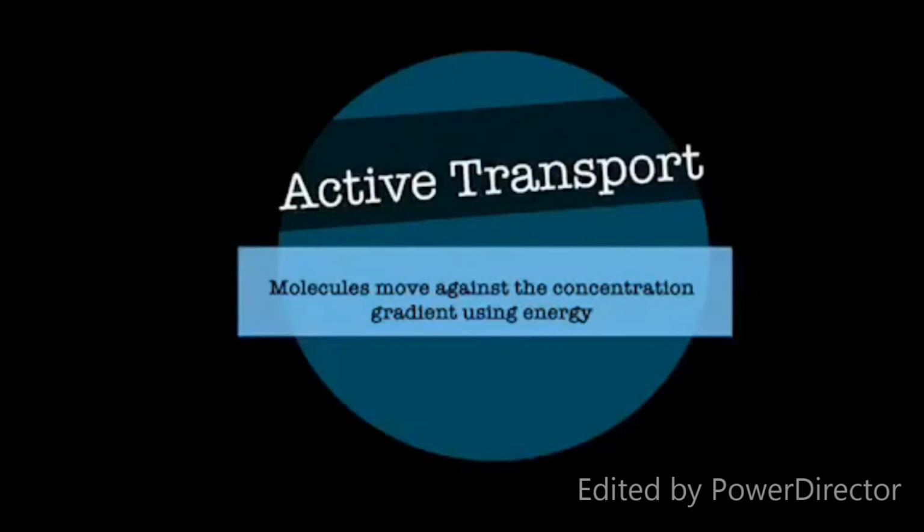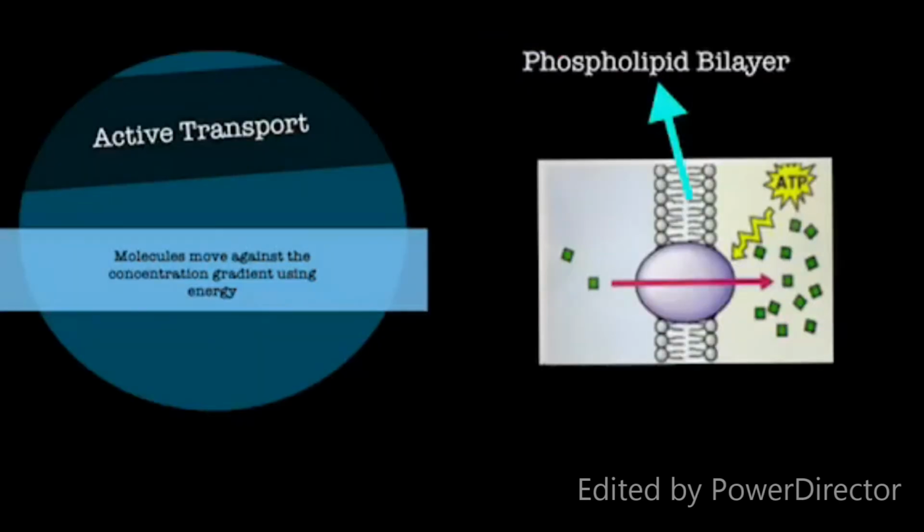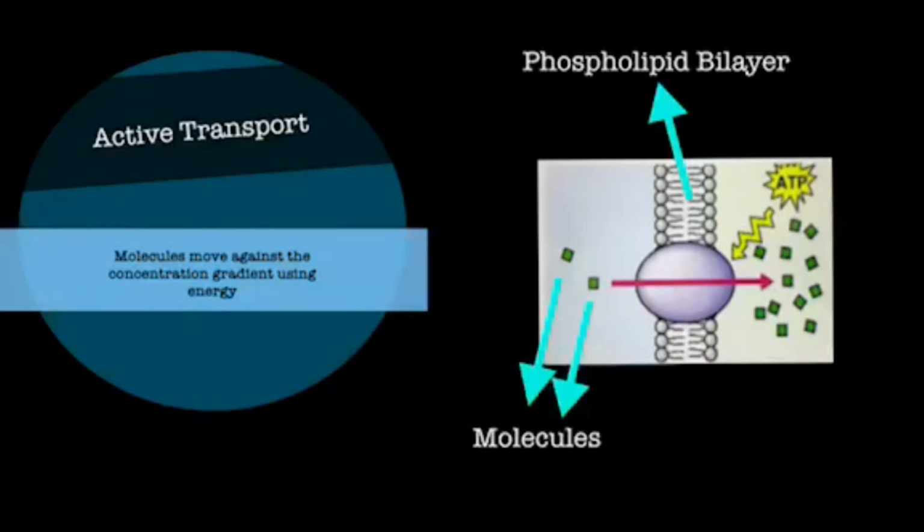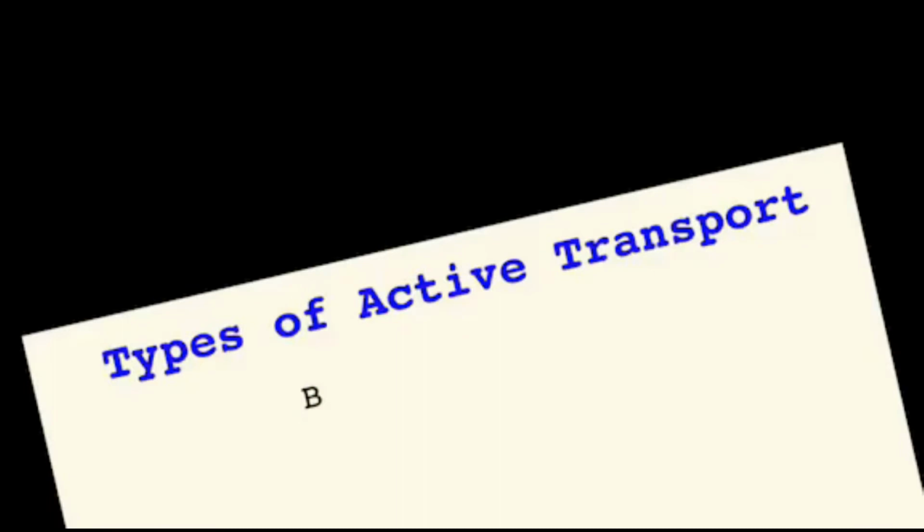Active transport is the process by which dissolved molecules move across a cell membrane from a lower to a higher concentration. In active transport, particles move against the concentration gradient and therefore require an input of energy from the cell. There are two types of active transport. First is bulk transport and second is ion pump. Let's discuss bulk transport first.